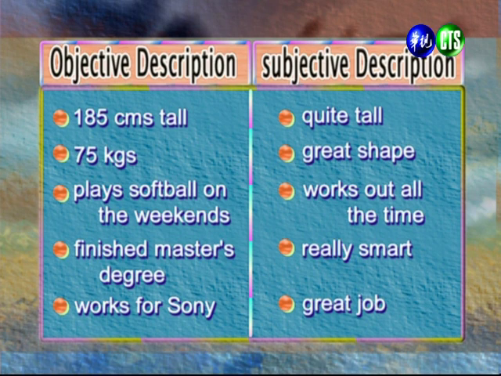All right, and then finally, we heard about where the person works. And in the objective description, you heard that he works for Sony, while in the subjective description, it just said that he had a great job. All right, so now let's learn more about writing objective and subjective descriptions by discussing the goals and the situations in which you would write each type of description.